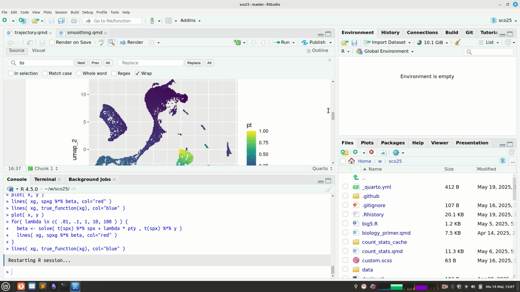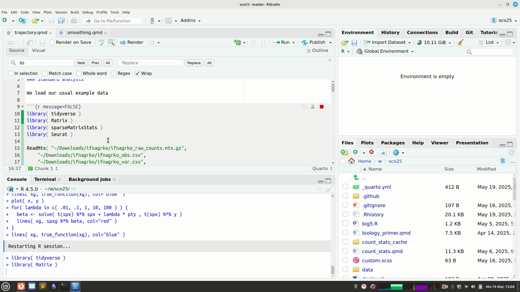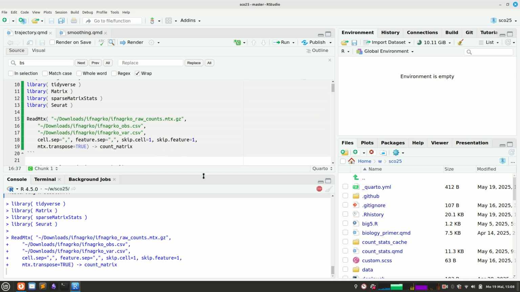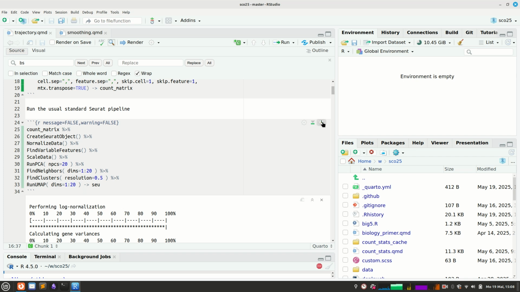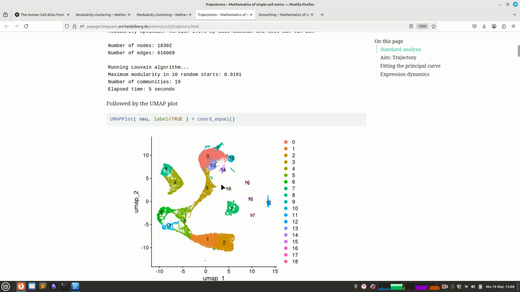And we can start here. What I will do now is use the same data set that I always use, this neural stem cell data set, and run it through a standard Seurat analysis. While this runs, we can also show you where we get. In the end, we get to this UMAP plot. And here, as you can see, there is a long continuous structure, and then there are all these surrounding clusters which are isolated.